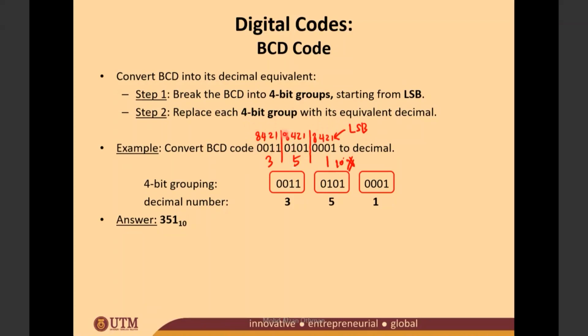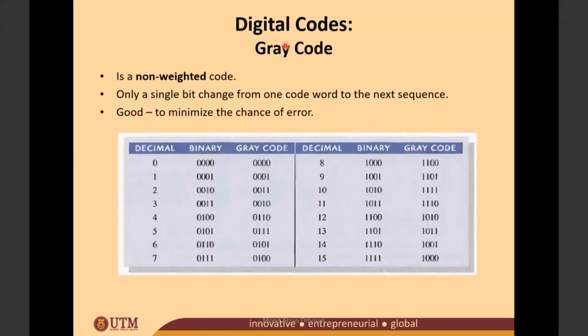Okay, kalau tak ada soalan, now we are moving to the next slide, which is gray code. So what is a gray code? Gray code is a non-weighted code. Gray code ni tak guna weight macam BCD tadi. BCD tadi kita ada weightage, so we use a weightage to get the code. But gray code is not. It does not use a weight to get the code. Only a single bit changes from one code word to the next in the sequence.